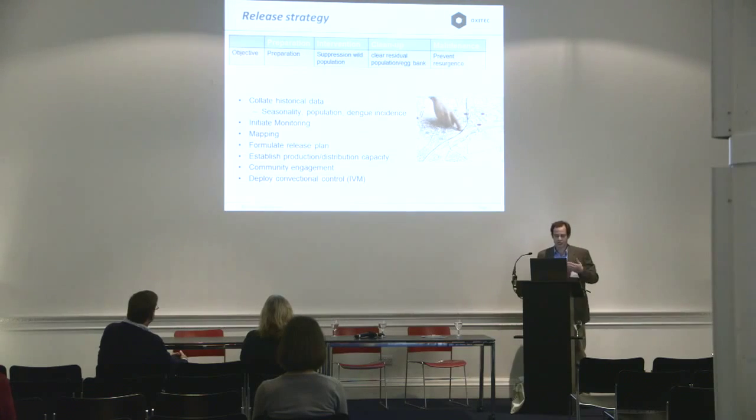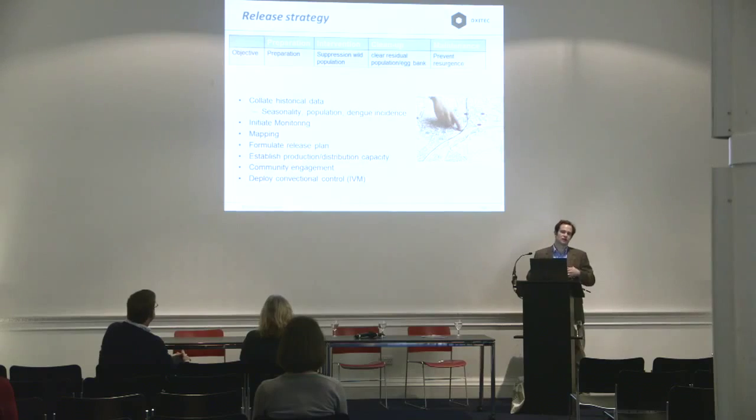In concert with that, initiate monitoring, start mapping the densities of mosquitoes or the incidence, formulate a plan, and then, as well as doing that, you'll be building up your production capacity and your distribution capacity. As I mentioned before, community engagement will be going on all the time as well. And as you reach the point of starting to want to release, we would see deployment of conventional control as well to work in combination with our system, because we don't believe our system should be used purely on its own.